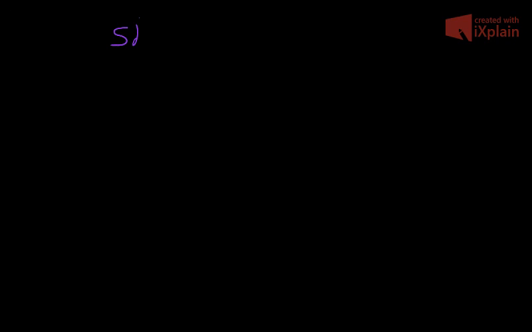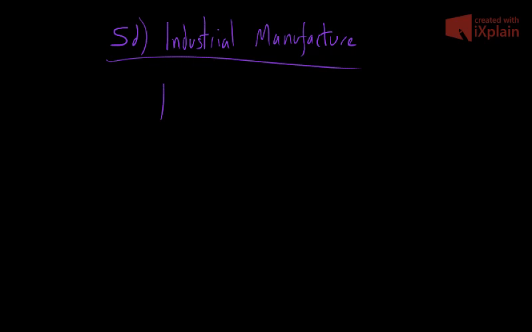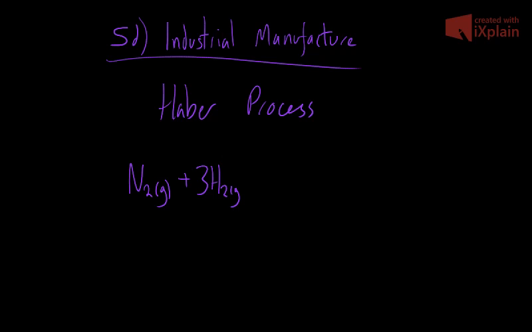So this is 5D, the industrial manufacture of chemicals. We're going to concern ourselves with the dual award content. This all revolves around the Haber process. A little shout out to my A-level teacher. You pronounce it as Haber, technically named after Fritz Haber. I've just not kicked the habit yet.